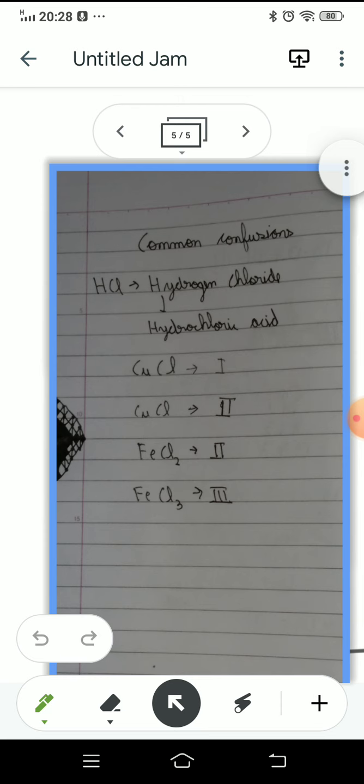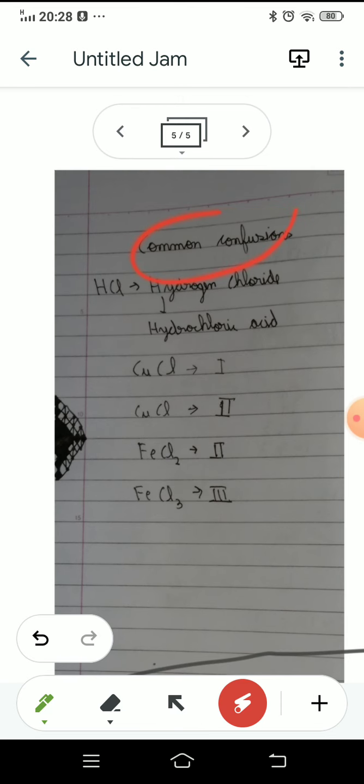Now these are the common confusions, because we are also students, we are learning, so sometimes while creating or writing anything we get confused. Now HCl. Students wonder what to call HCl. See friends, HCl you can write as hydrogen chloride and also as hydrochloric acid, but that depends upon the equation.